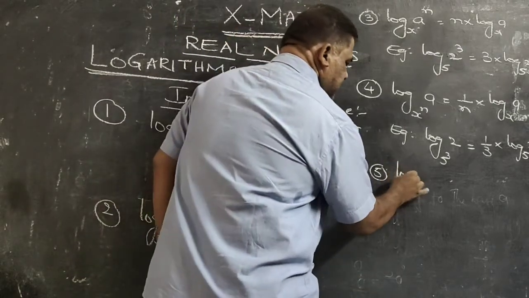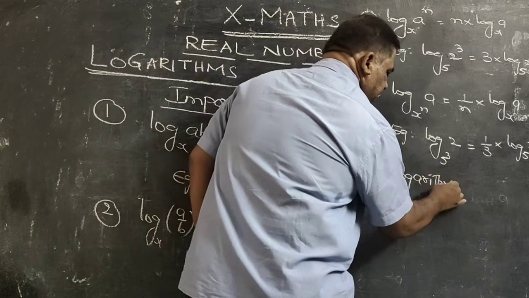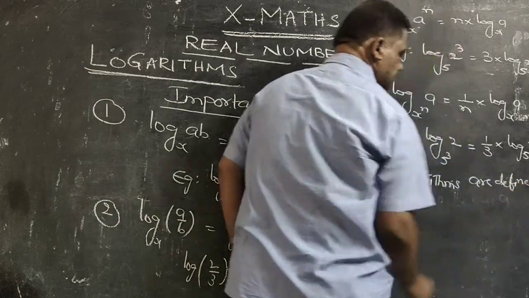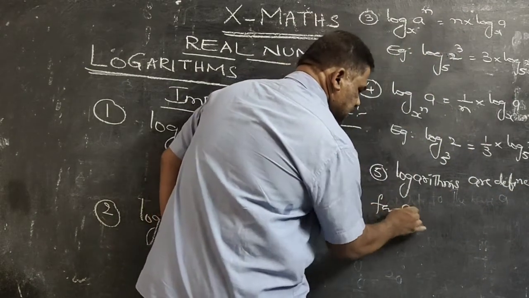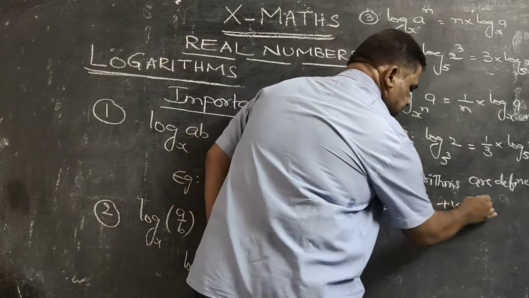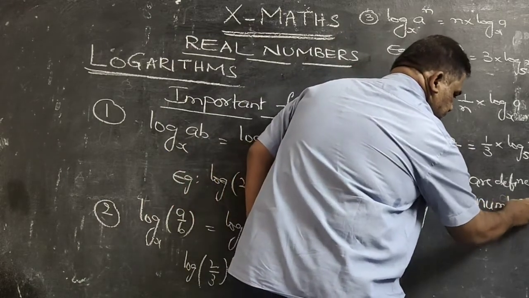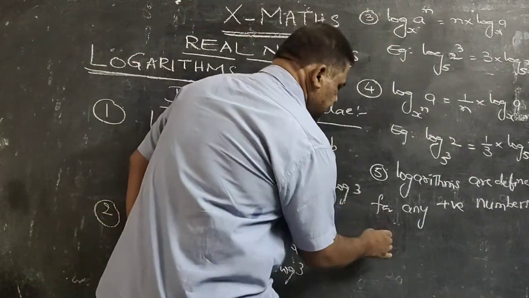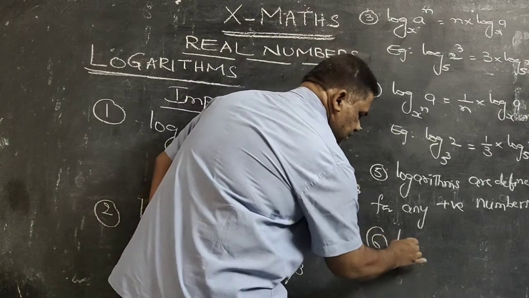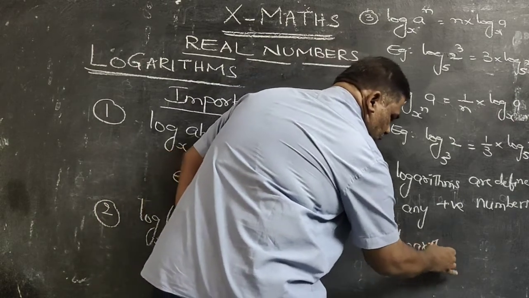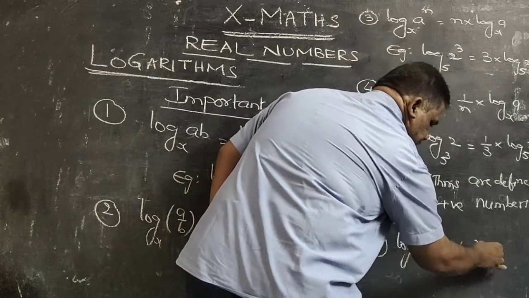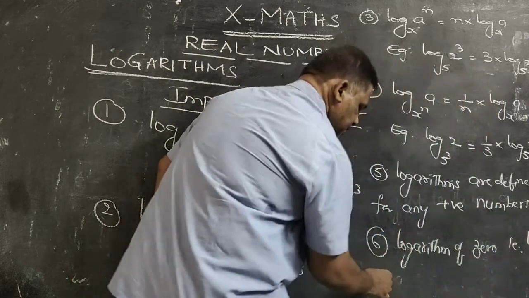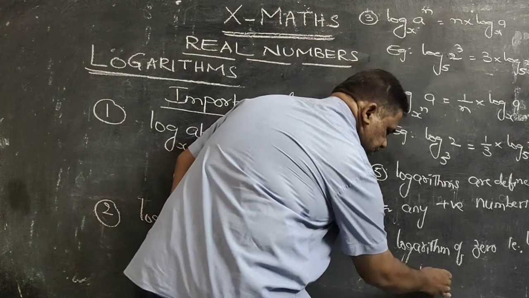Now, next one is logarithms are defined for only positive numbers. That is the next important rule. Next, the sixth one is logarithm of 0, that is, log 0 is not defined.